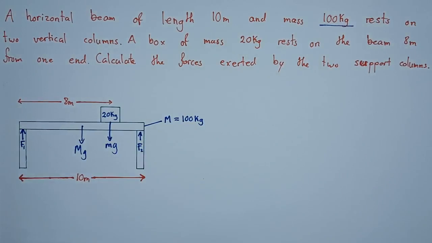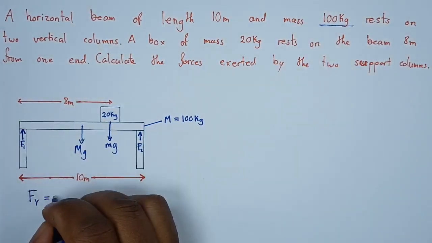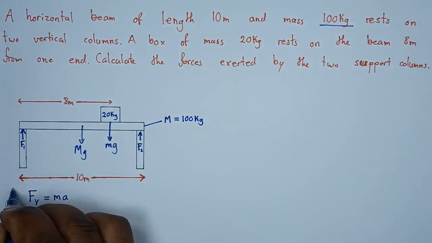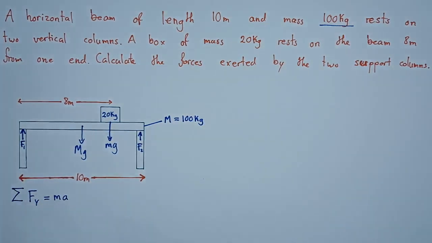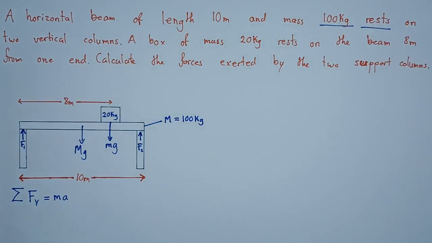To start with, we can apply Newton's second law of motion, or Newton's third law of motion, any of the two. Applying Newton's second law, if we're in the y-axis, the vertical axis, we can say forces in the y are equal to mass times acceleration. Since there's more than one force, the summation of forces in the y is equal to ma. Now, this beam is resting, meaning that it has no acceleration. Hence, the summation of forces is equal to 0.